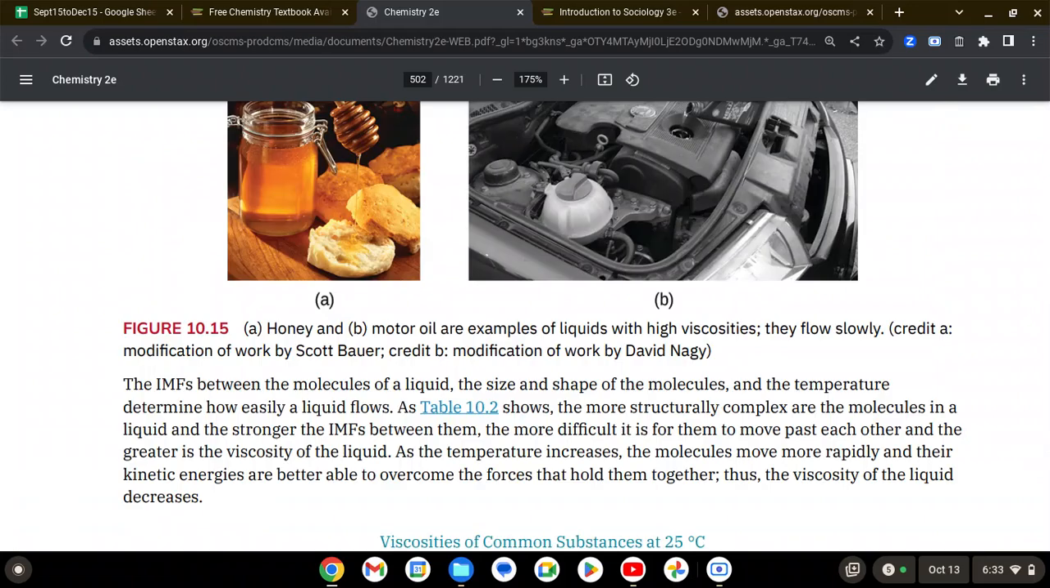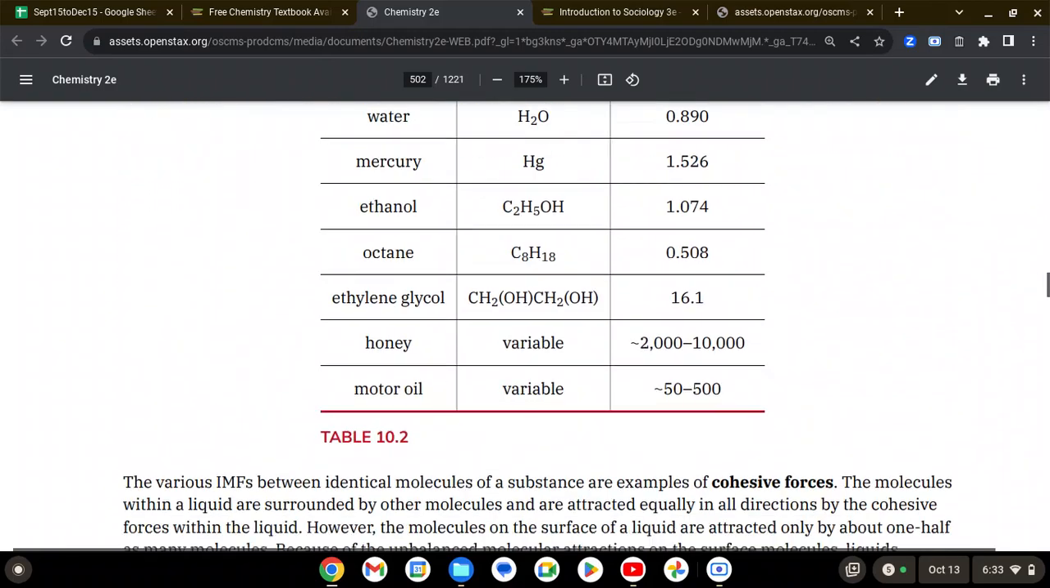The IMFs between the molecules of a liquid, the size and shape of the molecules, and the temperature determine how easily a liquid flows. As Table 10.2 shows, the more structurally complex the molecules in a liquid and the stronger the IMFs between them, the more difficult it is for them to move past each other, and the greater is the viscosity of the liquid. As the temperature increases, the molecules move more rapidly, and their kinetic energies are better able to overcome the forces that hold them together. Thus, the viscosity of the liquid decreases.